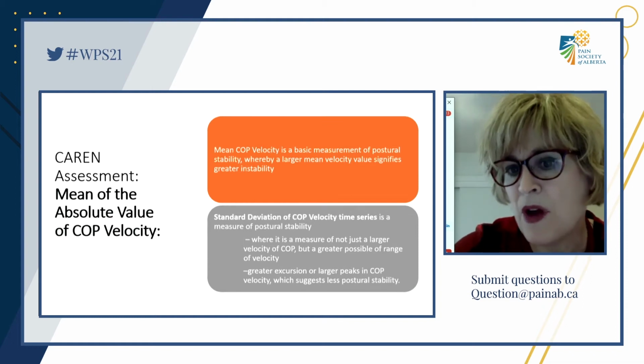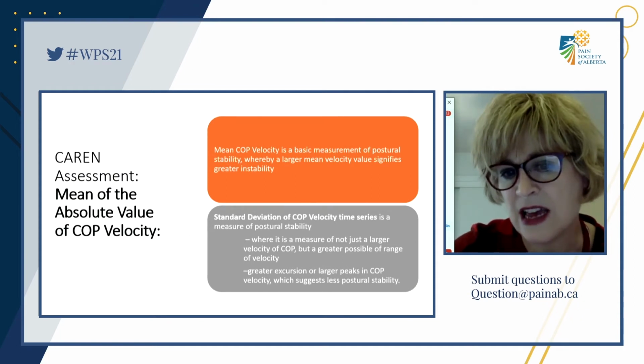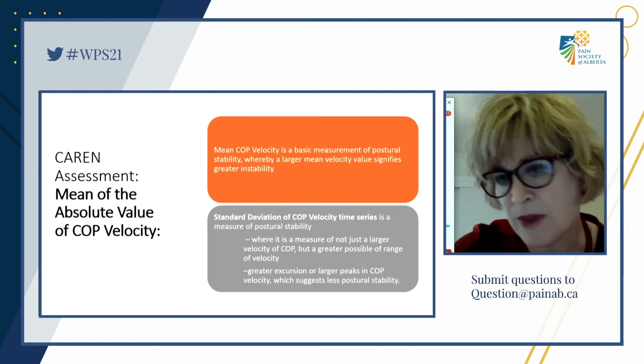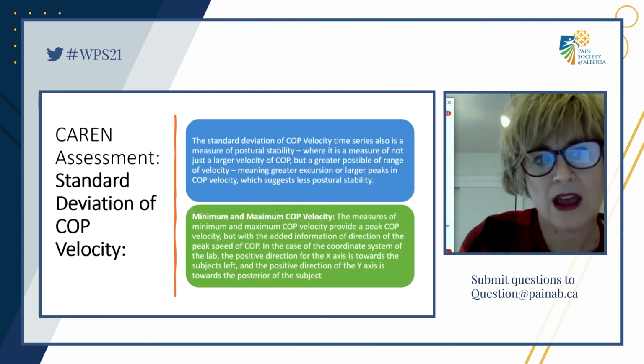The standard deviation of the center of pressure velocity time series is a measure of postural stability, where it is not just a larger velocity of the center of pressure, but a greater possible range of velocity. And greater excursions or larger peaks in center of pressure velocity suggest less postural stability.